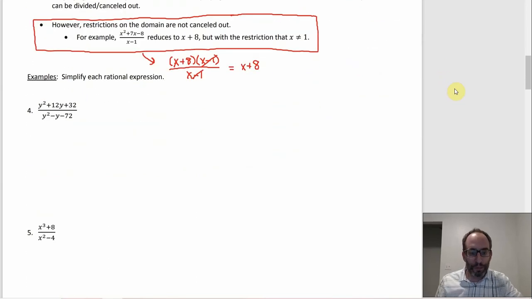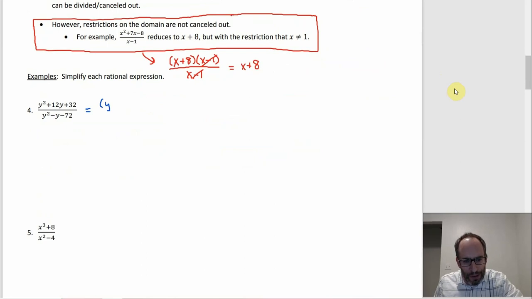So with 4, we've got a couple of polynomials there, and I think the first thing to do is see what you can factor, then see what you can cancel, and that's pretty much it. So y squared plus 12y plus 32 will factor into y plus 8 times y plus 4.